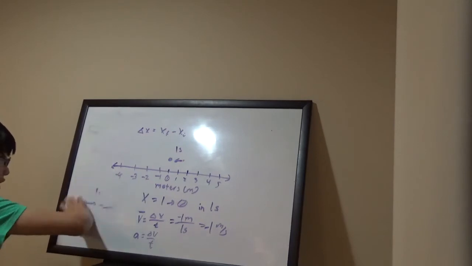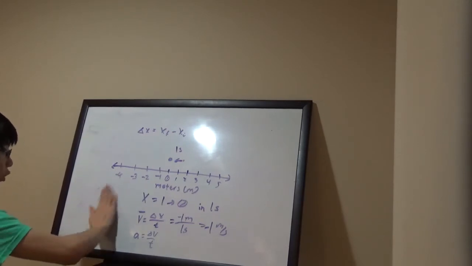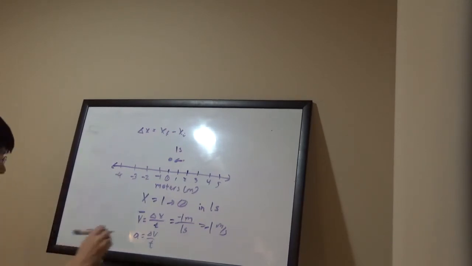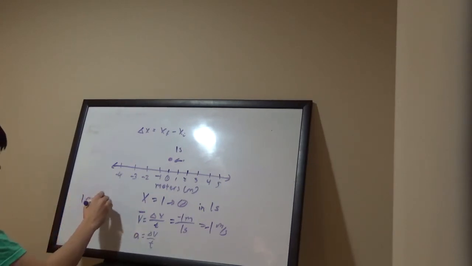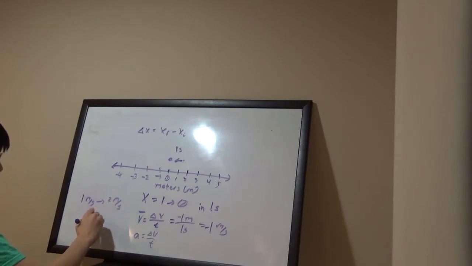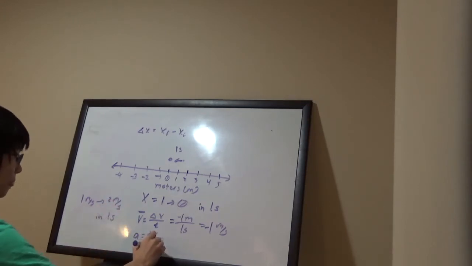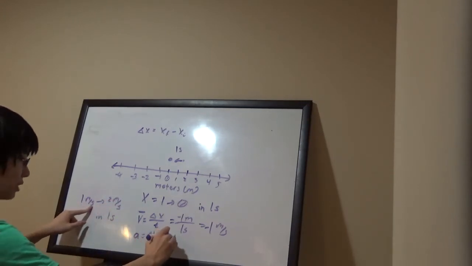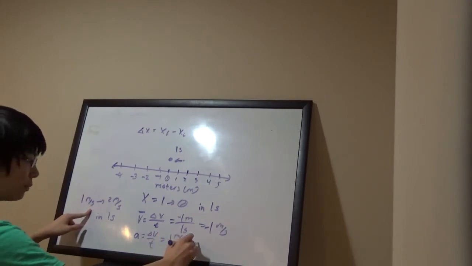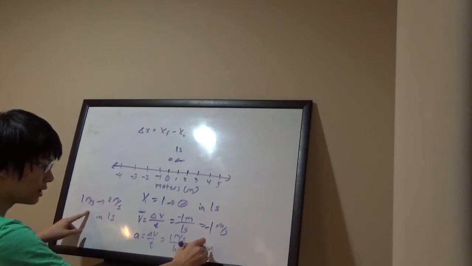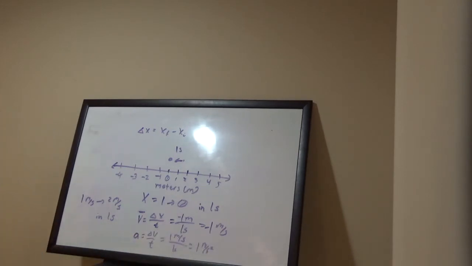Next, our change in velocity over our elapsed time is going to be our acceleration. So if I go from 1 meter per second to 2 meters per second in 1 second, that means my change in velocity is 1 meter per second, and my change in time is 1 second, so I end up with 1 meter per second squared. So these are the units for acceleration.